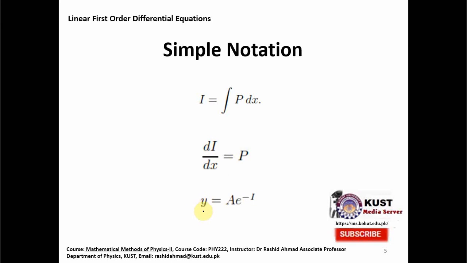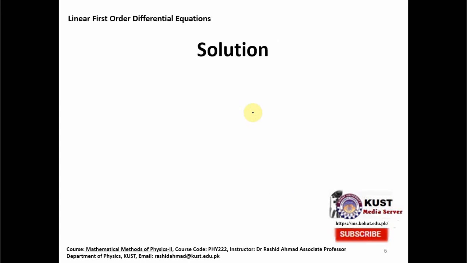Then the solution we have found on the previous slide is now put into this form, which you can see is a very simple notation, that y is equal to a into e raised to power minus I. So it means that for the linear first order differential equation, where we put the function q equal to 0, the solution can be written in a very simple form, that is y is equal to a into e raised to power minus I, where I is given by this definition.